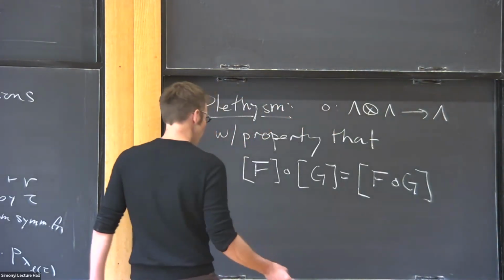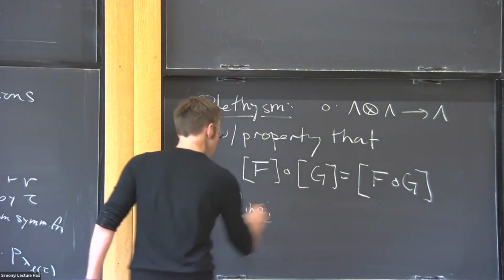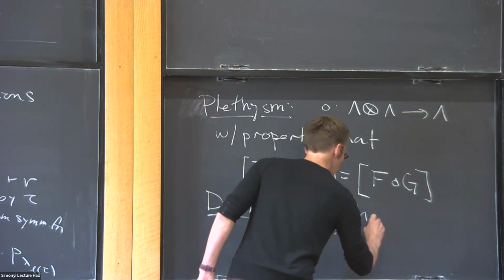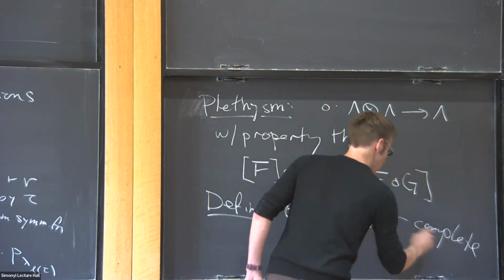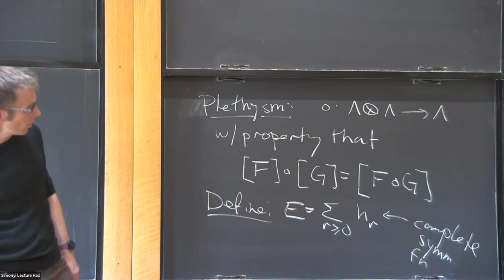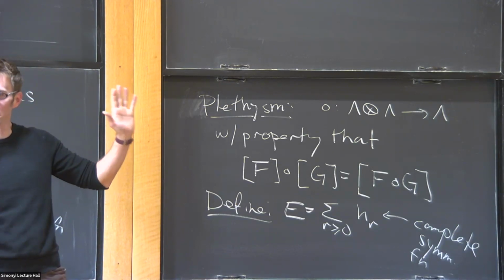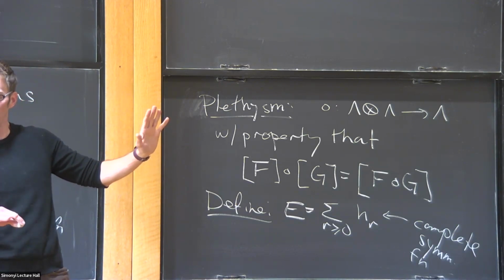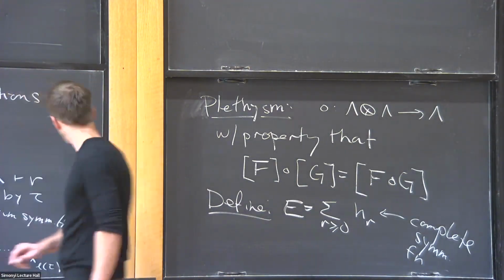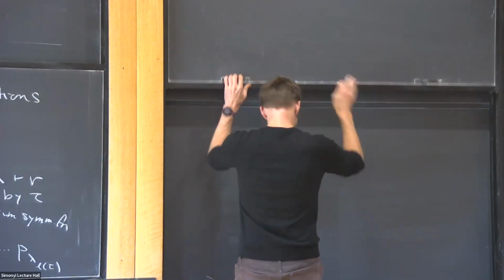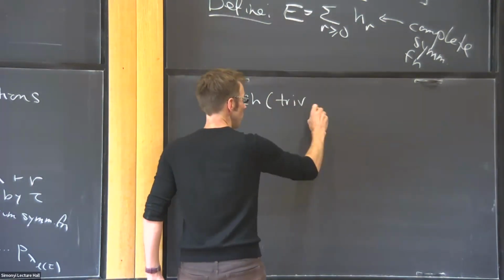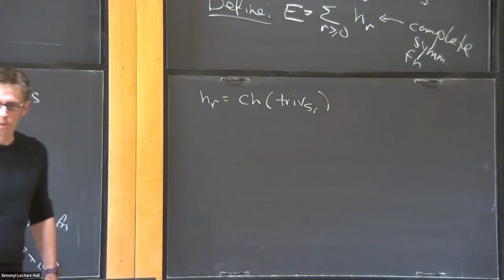All right, so let's just define an element E, the sum for all r greater than or equal to zero of h_r, the complete symmetric function. And what's h_r? The complete symmetric function is the sum of all monomials of length r. So maybe a more useful thing to say is that h_r is the character of the trivial representation of the symmetric group.